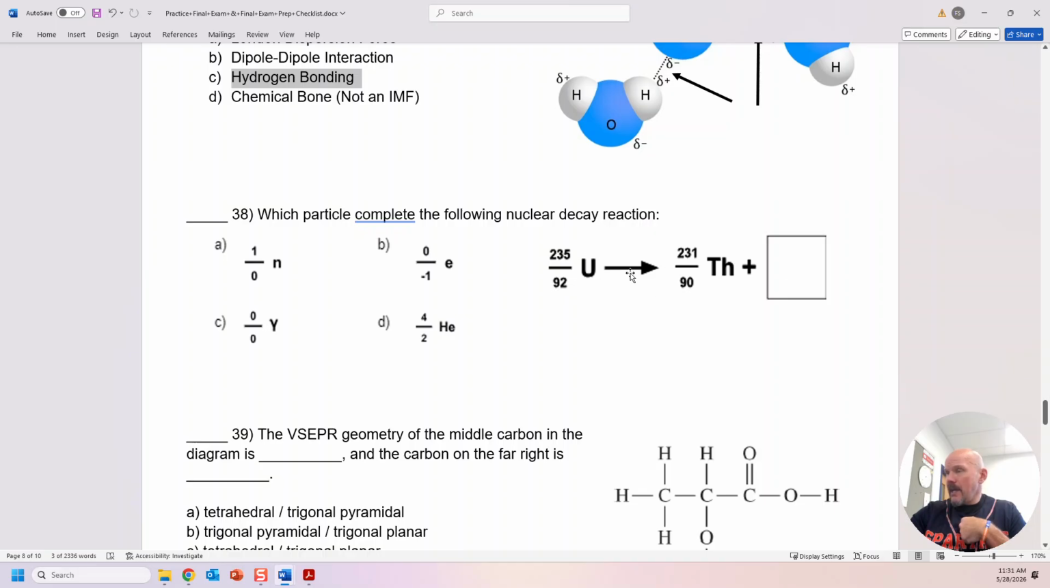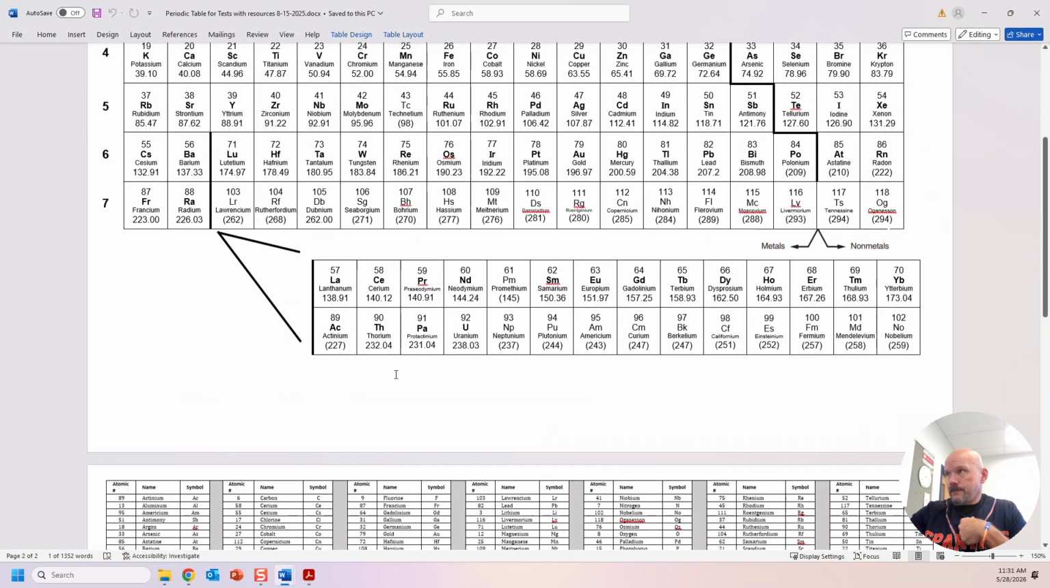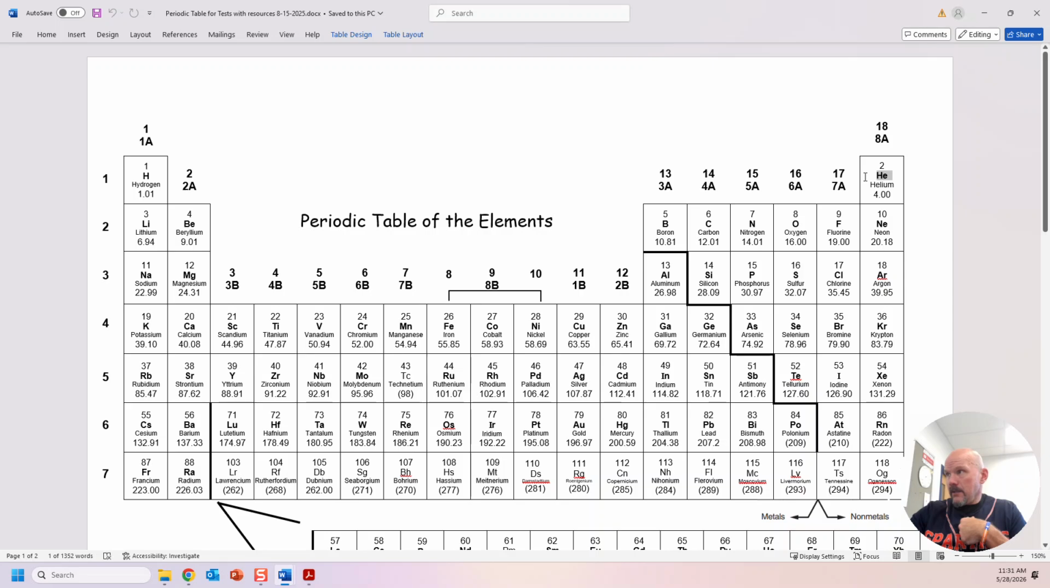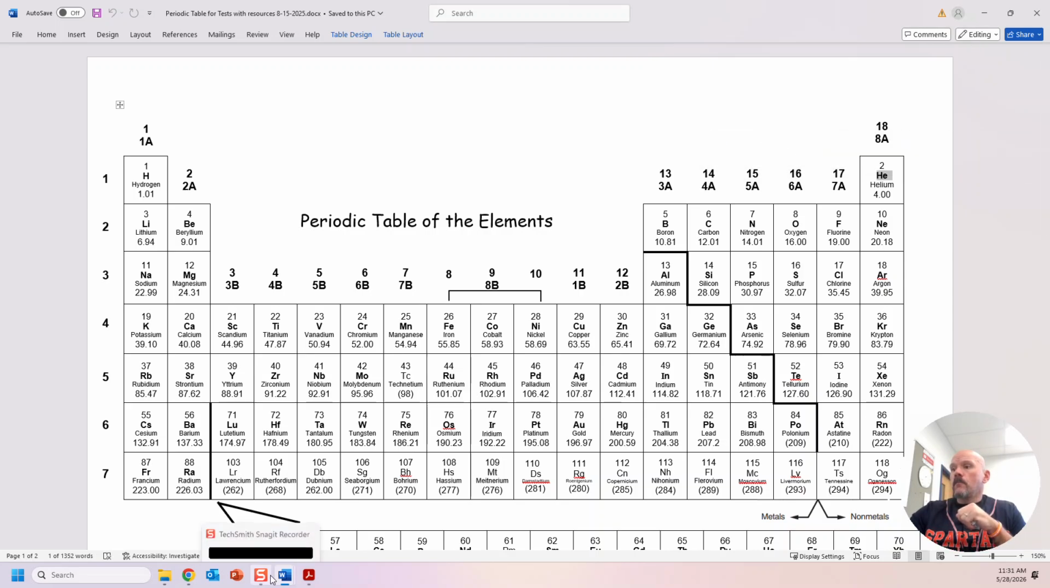Remember, this is an equal sign. So the missing number on top is 4, right? Because 235 minus 231 is 4. And so we know the answer is D, okay? And then if we do 92 minus 90, we get 2, right? And then how do we get the symbol? Atomic number 2 on our periodic table is helium. So that's where the symbol comes from, okay? So this was alpha decay.